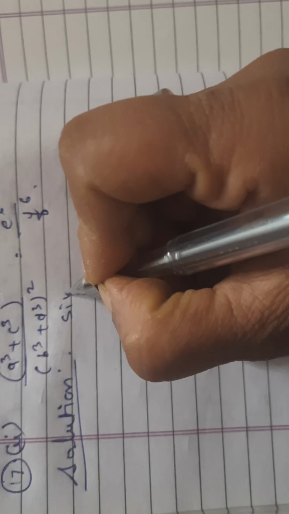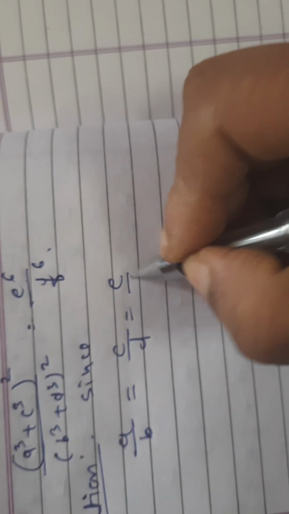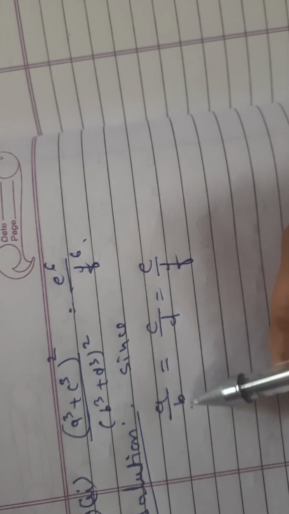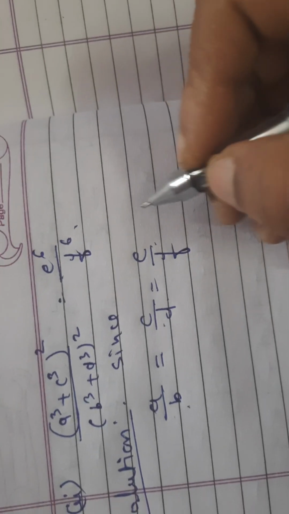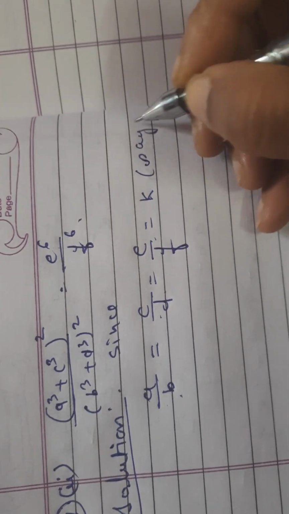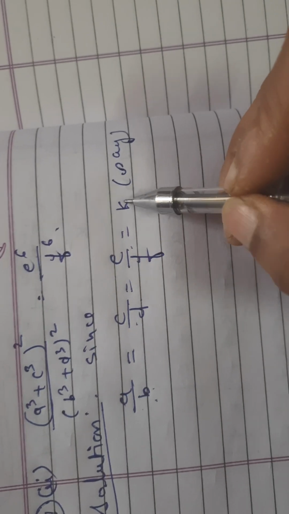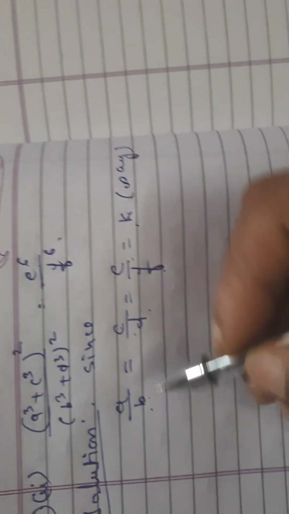Since it has been given that a/b = c/d = e/f, the values of these three ratios are equal, but we don't know what the value is. Let us consider that each of the ratios is equal to k. It means a/b = k, c/d = k, and e/f = k.